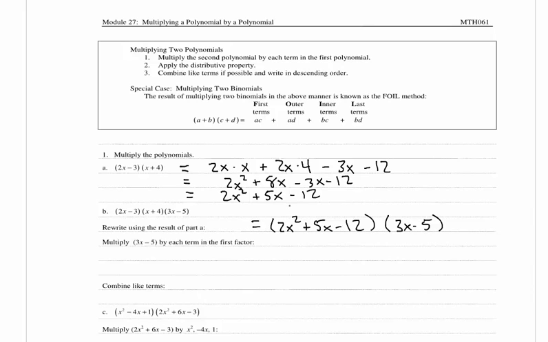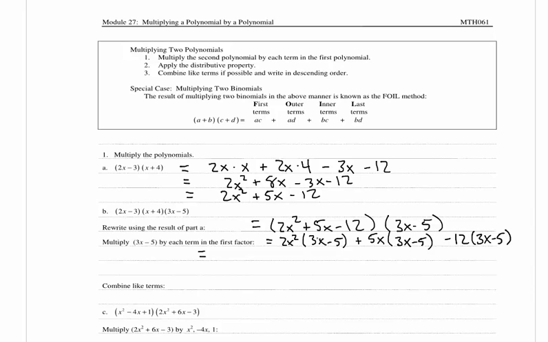So what we're going to do is take each term inside our trinomial and multiply it by both terms inside of our binomial. That's going to be 2x squared times 3x minus 5, plus 5x times 3x minus 5, minus 12 times 3x minus 5. And this is equal to, and now we're going to use the distributive property to simplify this.